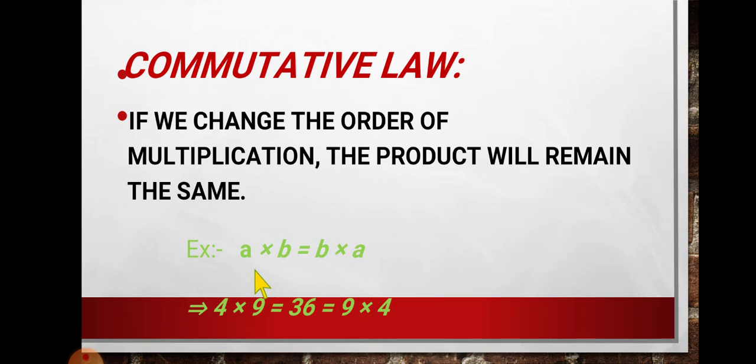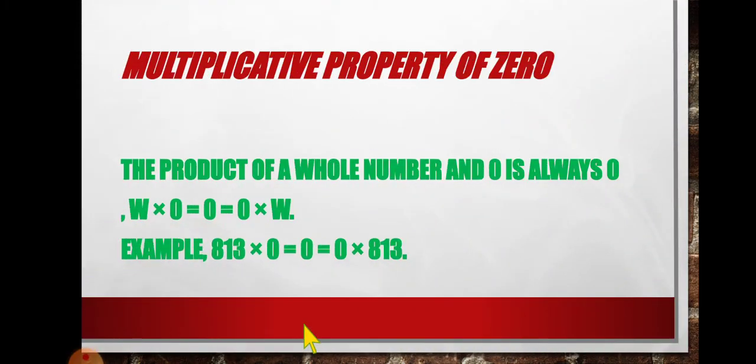In formula form we can say A into B is equal to B into A. Let's see an example. 4 multiplied by 9 is 36. 4 nines are 36, and if we change the order, 9 multiplied by 4, 9 fours is also 36. Let's see our next property, which is the multiplicative property of 0.